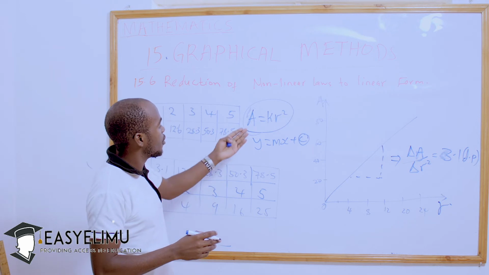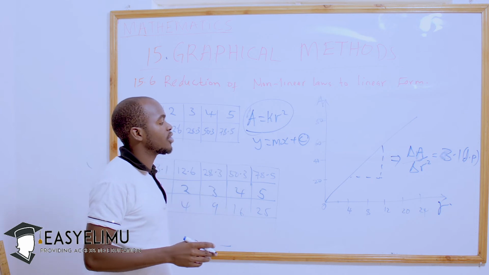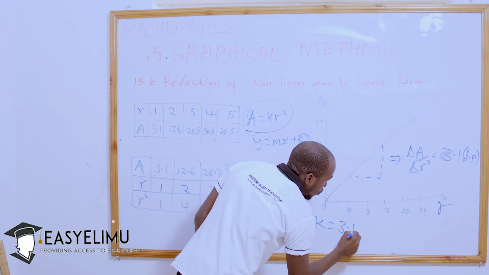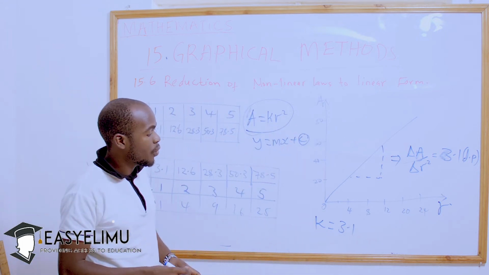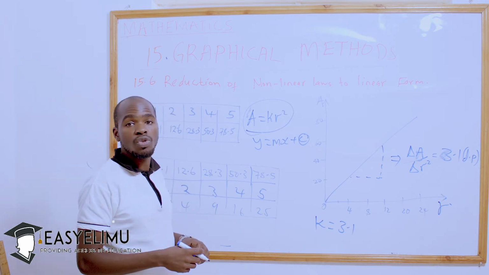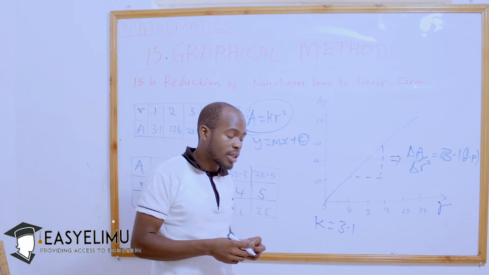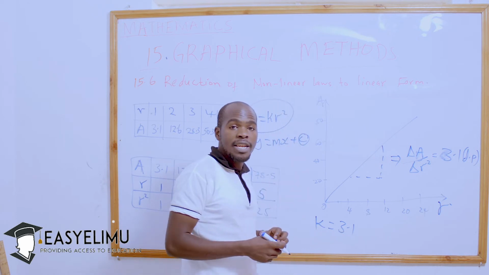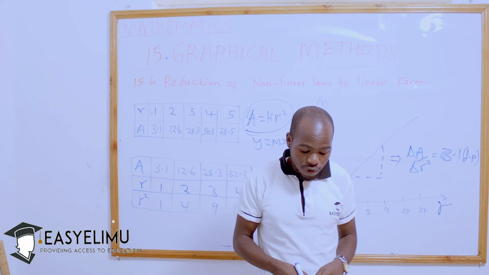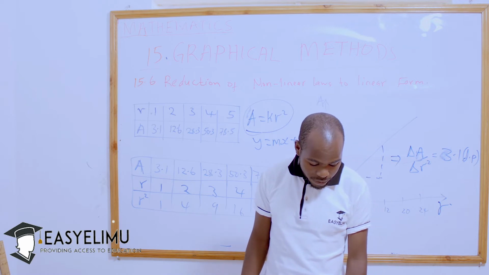But remember, we have said from A equals K R squared, here K is our gradient. So meaning that the value of K is equal to 3.1. And if we were provided with units, then we could give the units. But here we shall just give K equals 3.1 to 1 decimal place. So that is how we can construct that. Here we were given the linear relationship between A and R, so we had no reason of seeking it. So we shall go on and find another example.